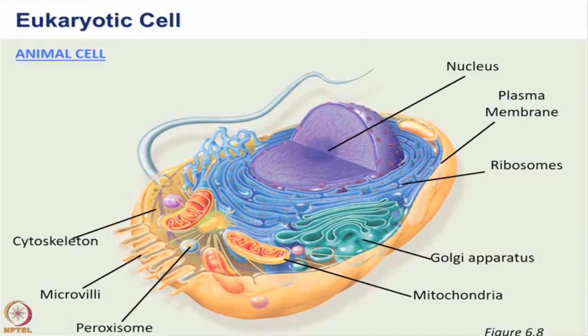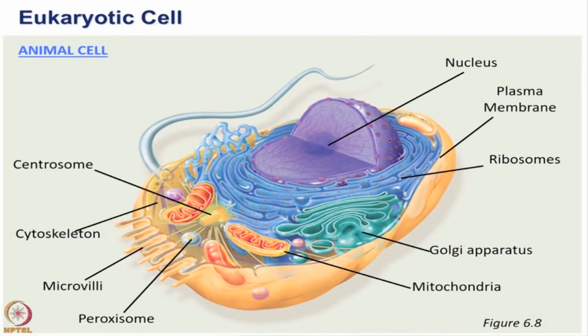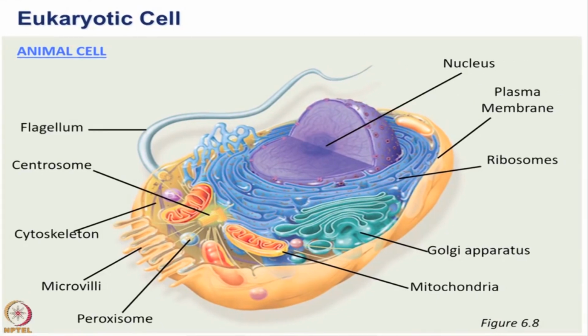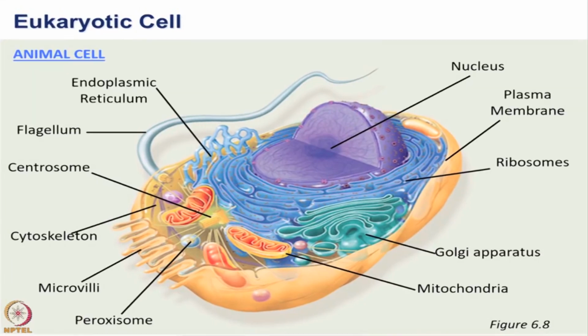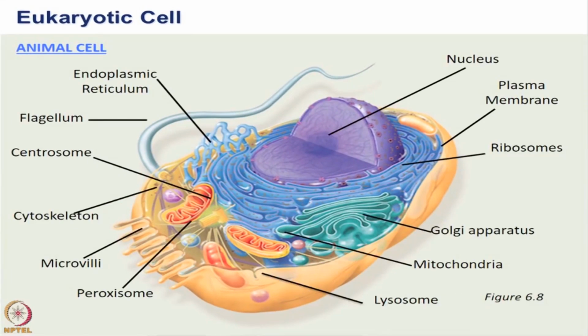These are cytoskeletal elements, and now we have centrosomes. Finally, this is a flagellum, and we have endoplasmic reticulum shown in the network over there. We have then lysosomes. So, it just kind of refreshes you about what you have studied in the past regarding the cell and their different organelles.